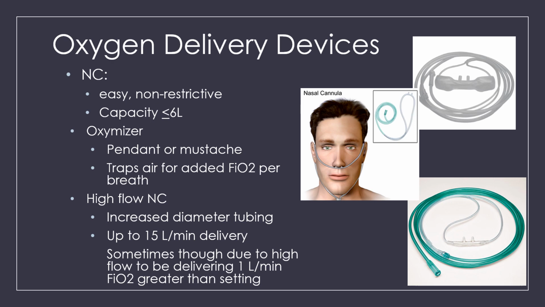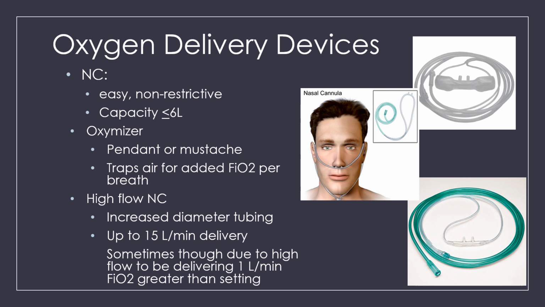Addition of an oximizer, you'll see that here. What this does is it traps extra oxygen for delivery per breath. So it increases the FiO2 by 1 liter per minute over whatever your setting is. So for example, if the goal is 32% FiO2, then we can get that via a nasal cannula at 3 liters per minute, or via a nasal cannula with an oximizer at 2 liters per minute.